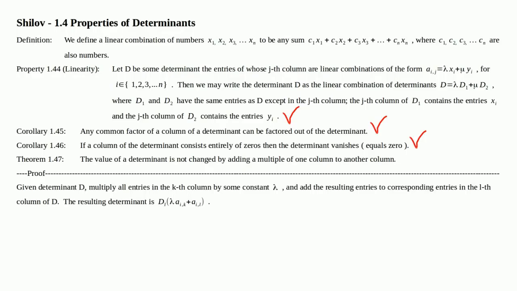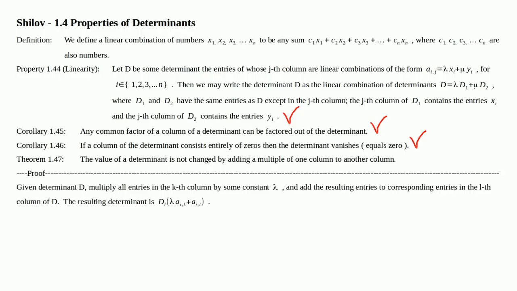Okay, given determinant D, multiply all entries in the kth column by some constant lambda, and add the resulting entries to the corresponding entries in the lth column of D. It looks like 1, but that's an L, because L comes after K. H-I-J-K-L, yeah. Okay, the resulting determinant is D sub L, because we're replacing the lth column.